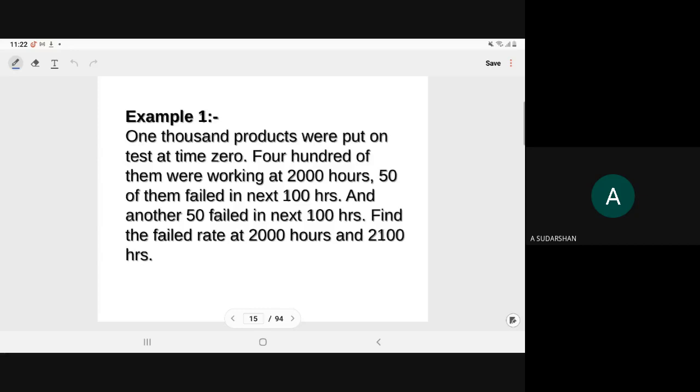Let us have some examples, whatever you have studied till now. Example one: 1000 products were put on test at time zero. 400 of them were working at 2000 hours. Right? Initially, there are 1000 products or devices. At the time of 2000 hours, only 400 are working. 50 of them failed in the next 100 hours, and another 50 failed in the next 100 hours.